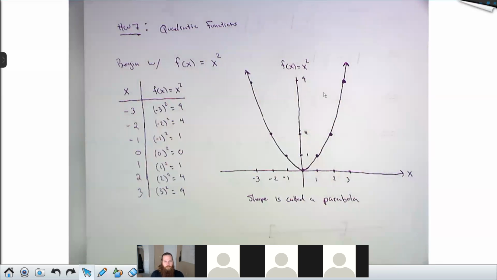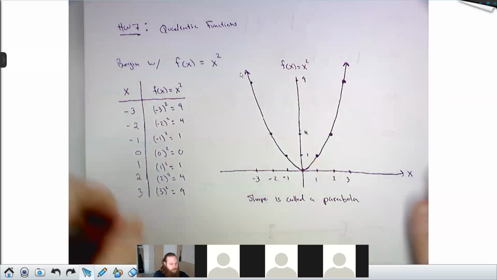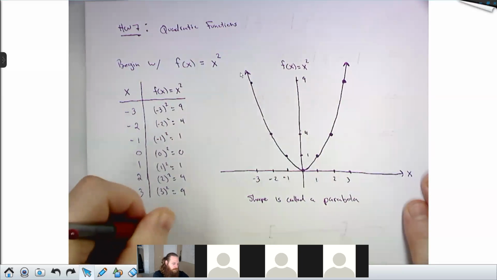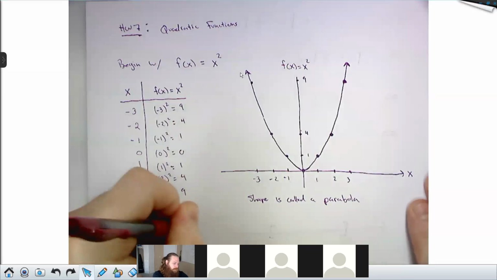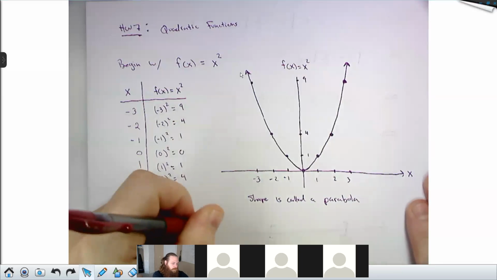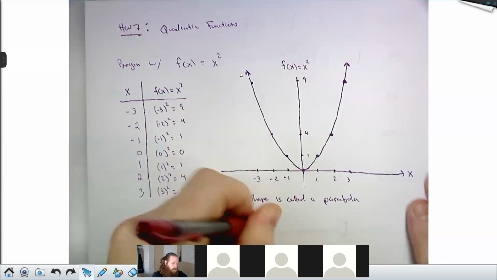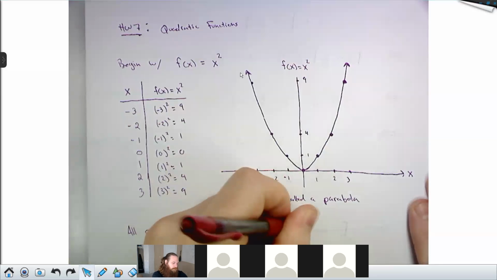So that's a special property of these things that the Greeks used to define them, but we usually think of them as graphs of quadratic functions. So all quadratic functions have graphs which are parabolas.